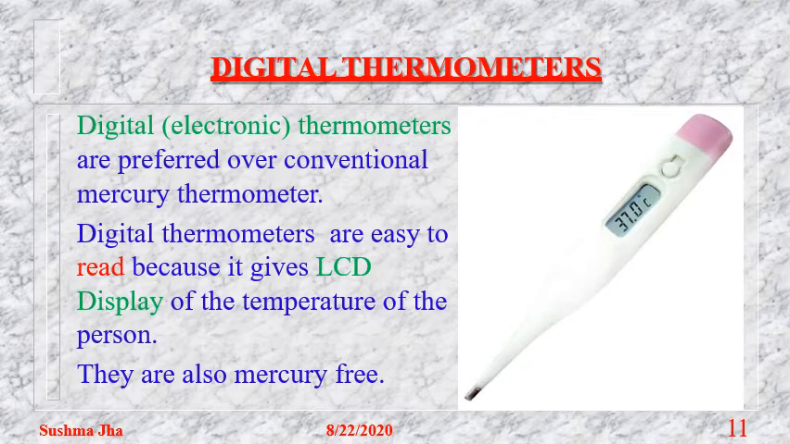Digital or electronic thermometers are preferred over the conventional mercuric thermometer, as we have seen earlier. In a digital thermometer, the temperature is easily read because of the LCD display. They are also mercury free.